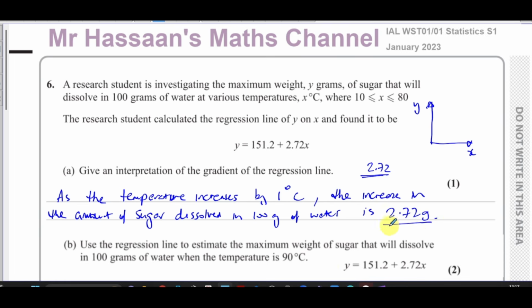So basically the change in y over the change in x, that's the gradient. When the temperature increases by 1 degree Celsius, the amount of sugar dissolved will increase by 2.72 grams. That's an interpretation of the gradient. When it says give an interpretation, it doesn't mean just write down the value 2.72. Interpret it in layman's terms, in the context of the question. You have to mention the temperature increasing and the amount of sugar increasing by that amount for each 1 degree Celsius rise of the temperature.